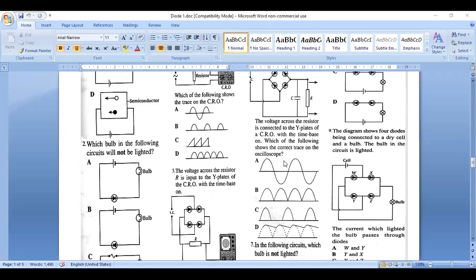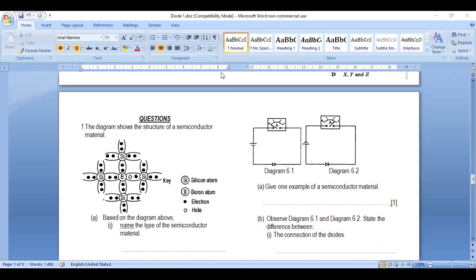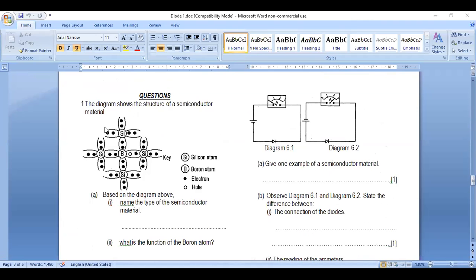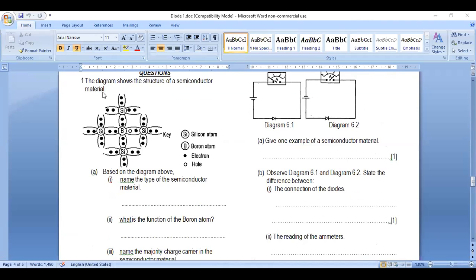Now we look at an example of a question involving diode first. You can refer to question number 1. The diagram shows the structure of a semiconductor material. Based on the diagram, name the type of semiconductor material. They give you silicon and boron. Silicon is the semiconductor, boron is the impurity. So your answer here will be silicon.